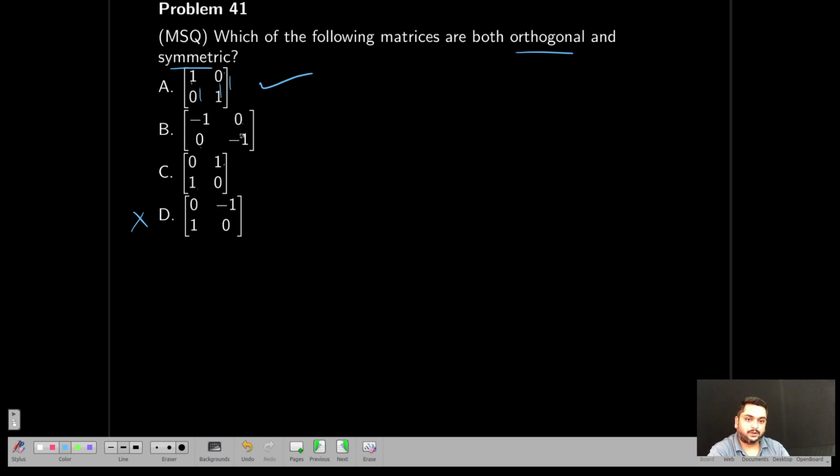Here also 1, 1 and then 0 is the dot product. This is also true. Here also 1, 1 and what is the dot product? 0. So this is also orthogonal and symmetric.